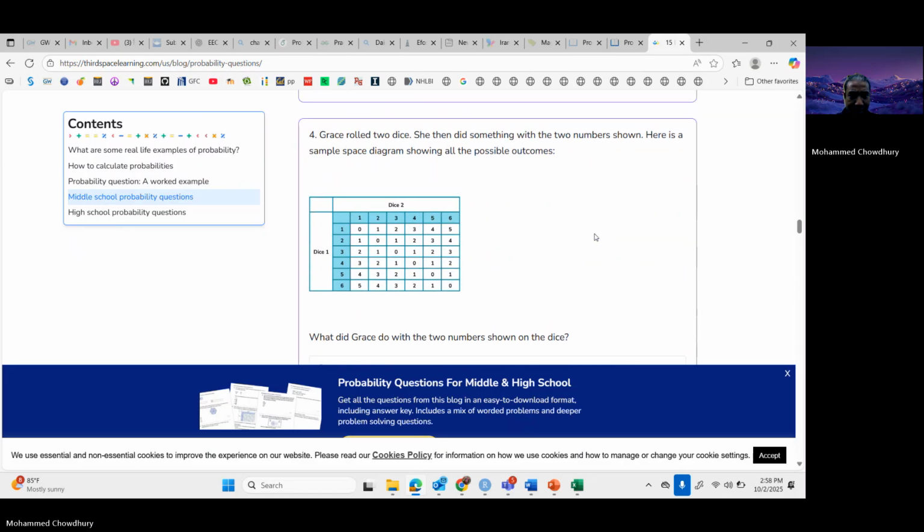Okay, Grace rolled 2 dice. She then did something with the 2 numbers shown. Here is a sample space showing all possible outcomes. Die 1, die 2, and then they are showing the difference of the column die with the row die, right? So take a look at that.